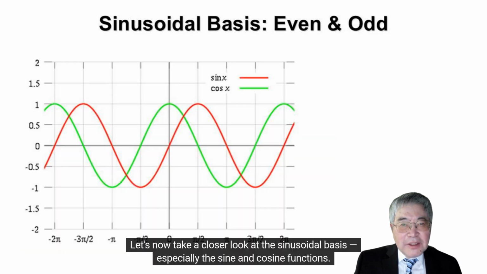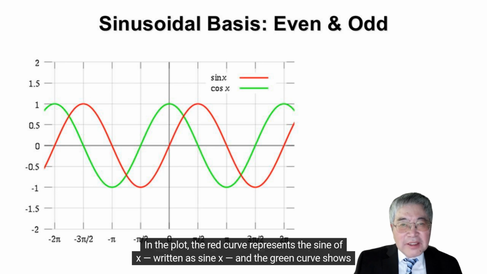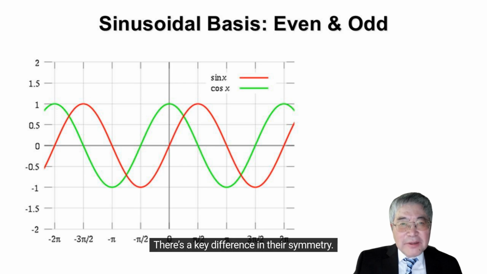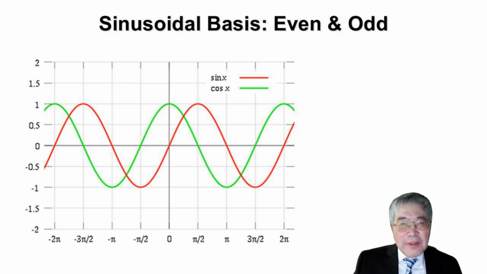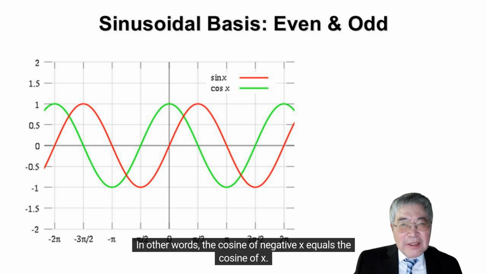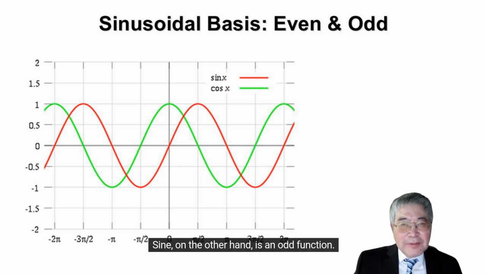Let's now take a closer look at the sinusoidal basis, especially the sine and cosine functions. In the plot, the red curve represents the sine of x, written as sine x, and the green curve shows the cosine of x. There's a key difference in their symmetry. Cosine is an even function. That means if you reflect it across the vertical axis, the y-axis, it stays the same. In other words, the cosine of negative x equals the cosine of x. Sine, on the other hand, is an odd function. That means it's symmetric about the origin, so the sine of negative x equals the negative sine of x.